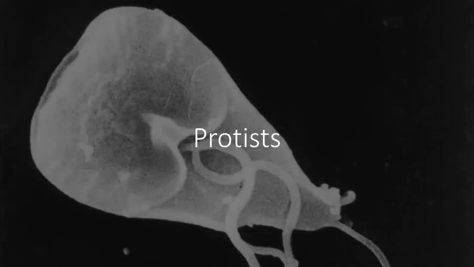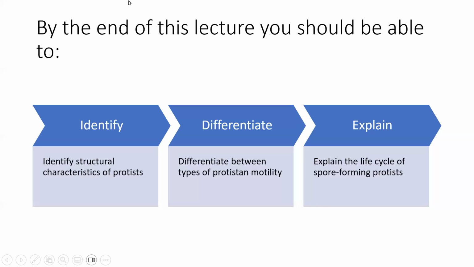Hello, everybody. In this lecture, we're going to talk about the protists, which are another type of eukaryotic microorganism. All righty. And so let's get right into it. By the end of this module, you should be able to identify the structural characteristics of protists, differentiate between types of protistan motility, and explain the life cycle of spore-forming protists.